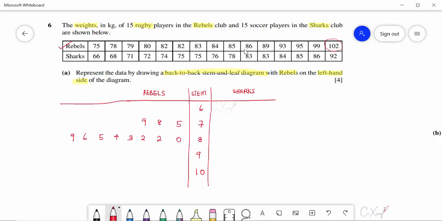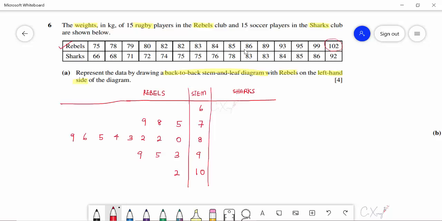Okay, and then you go to the values starting from 90: 93, 95, and 99. And then for the 100s, you will have 102. So these are all the data taken from the Rebels group. You can count whether there are 15 data or not.